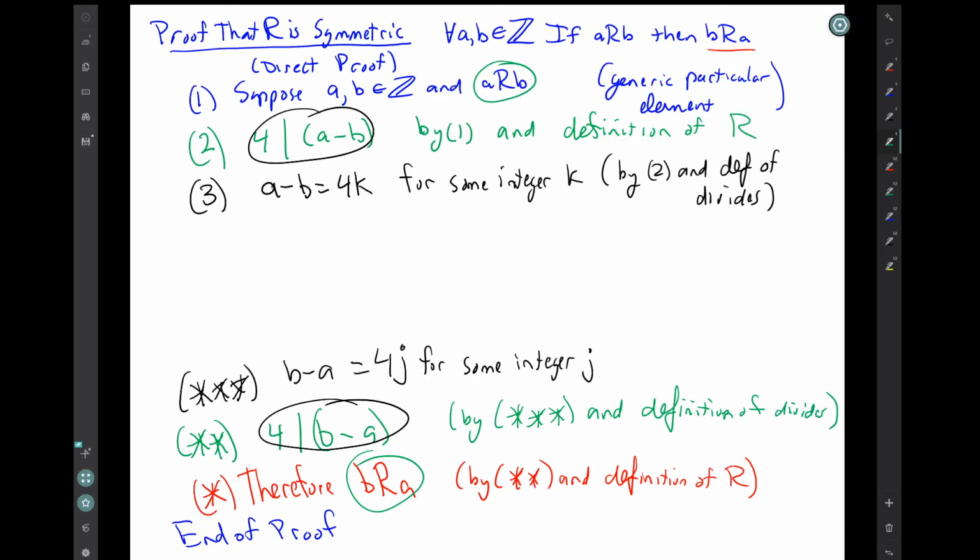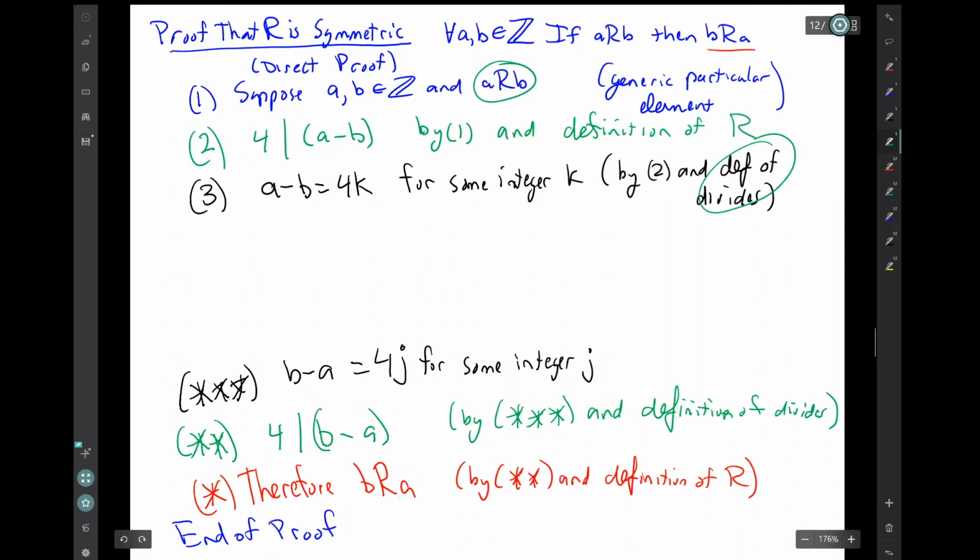So in statements 2 and 3, we're unpacking the definition of divides. And in these final two statements, we're packing up the definition of divides. Notice something. In statement 3, I used the letter K. So in this statement down here, I couldn't use K again. I had to use another letter. So that's why I used a J.